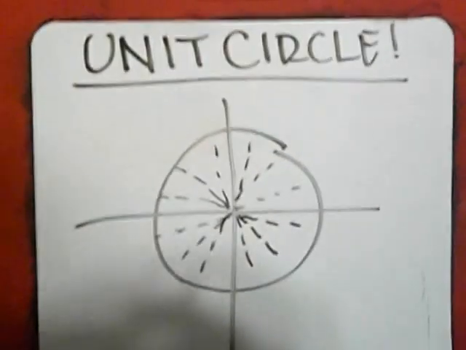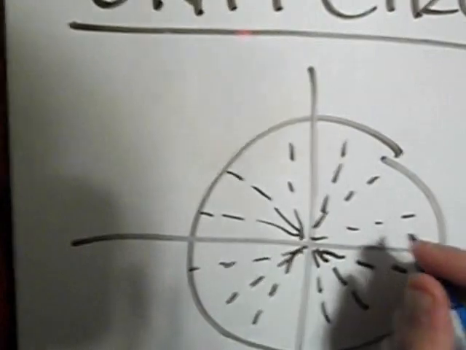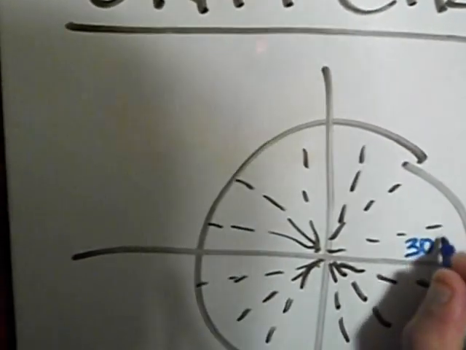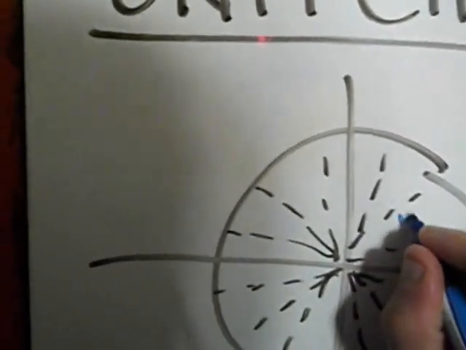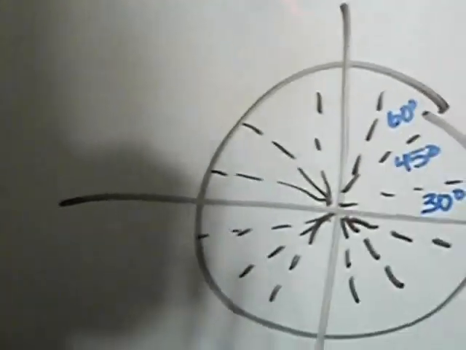Alright guys, so I'm going to talk to y'all today about the unit circle. Of course, we got the unit circle right here, and we got the 30-degree angle right here, the 45-degree angle right here, and the 60-degree angle right there.